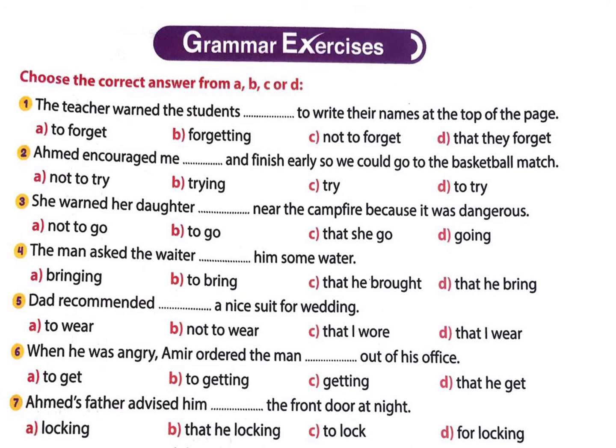Now let's check understanding. Choose the correct answer from A, B, C, or D. Number 1. The teacher warned the students (blank) to write their names at the top of the page. Remember that warn is always followed by not to. So, not to forget. Number 2. Ahmed encouraged me (blank) and finish early so we could go to the basketball match. Yes, to try. Number 3. She warned her daughter not to go near the campfire because it was dangerous.